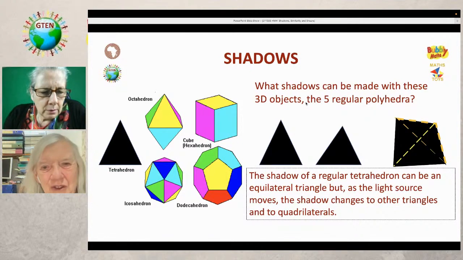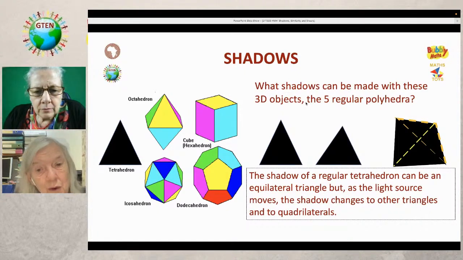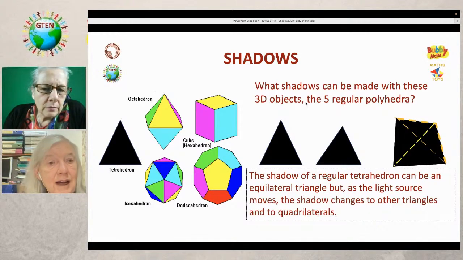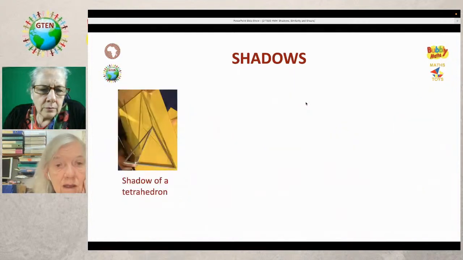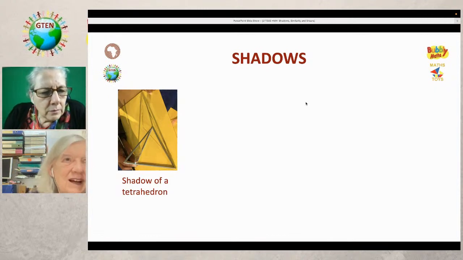All the faces are triangles. What you can get from your regular tetrahedron is an equilateral triangle, and as the light source moves, the shadow changes to other triangles and to quadrilaterals. So you can experiment yourself with these. Let's look at some shadows, and then Caroline is going to demonstrate some. You can do it yourself, and it's quite fun to do.